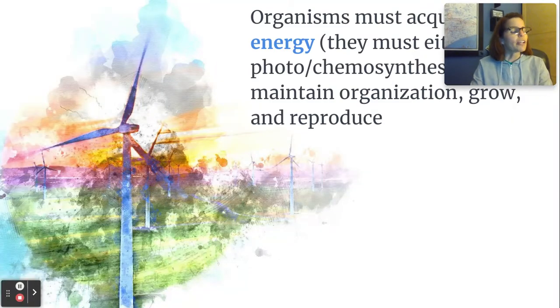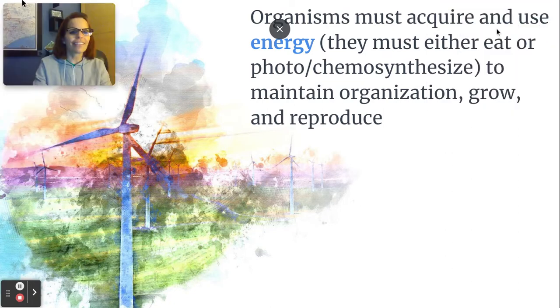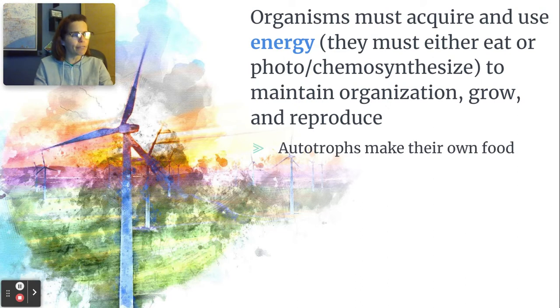All right, let's talk about energy in ecosystems. Organisms have to acquire and use energy. What that means is they have to either eat or do a process like photosynthesis or chemosynthesis in order to maintain organization. Remember that we learned the laws of thermodynamics say that we're going to fall apart. We're going to have chaos unless we keep adding energy in. Well, we're adding energy by eating, or plants are adding energy when they're photosynthesizing. So in order to maintain organization, grow and reproduce, they have to take in food.